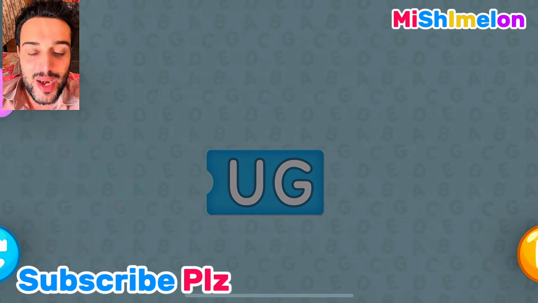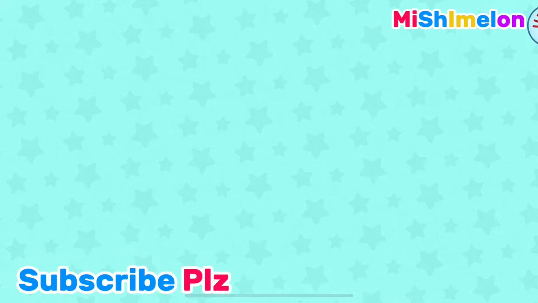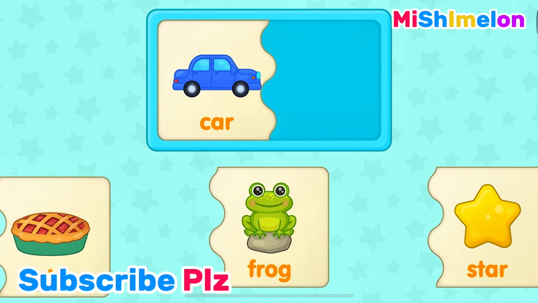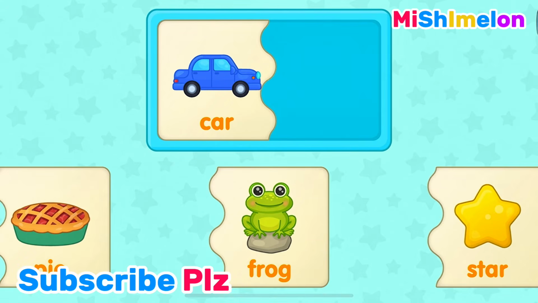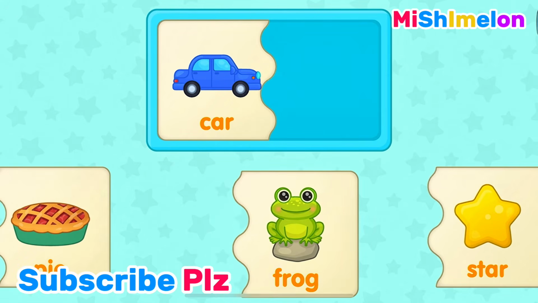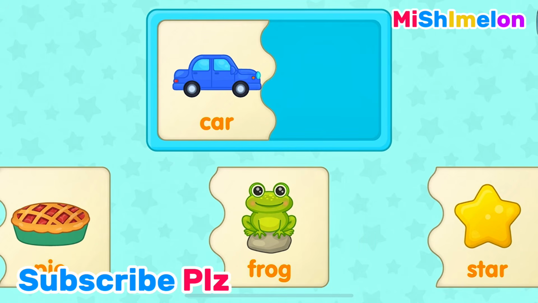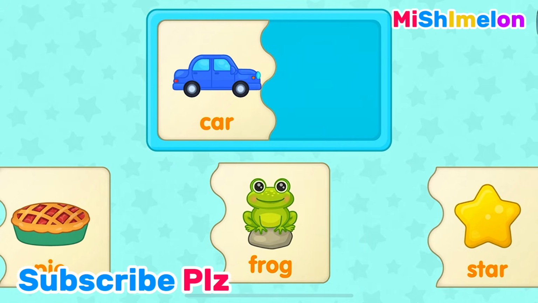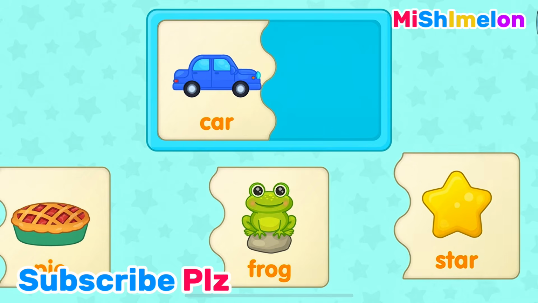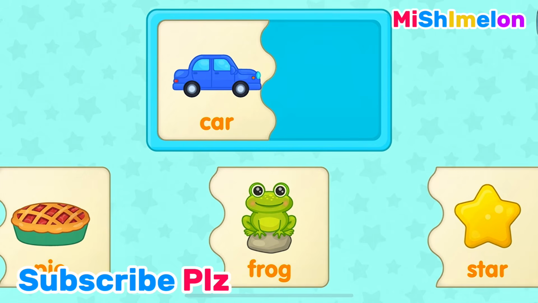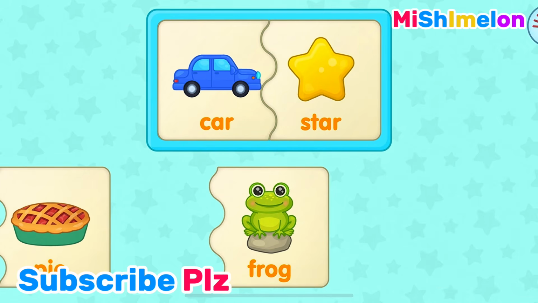Good teacher. I want to play a little rhyming game with you. Frog. Star. Pipe. Star. You're right. Star rhymes with car.